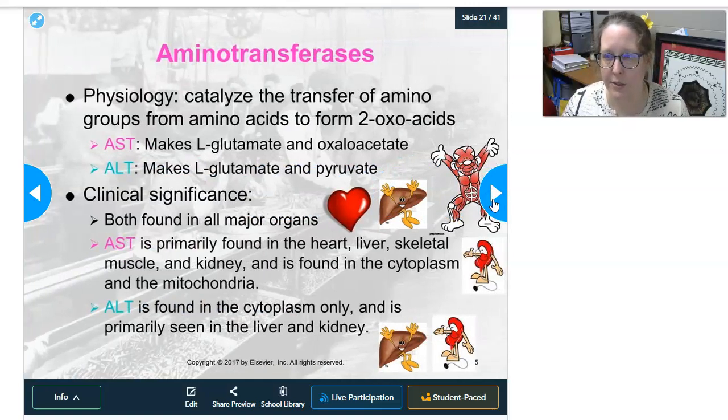All right, so let's get into some specific enzymes. We're going to start with the aminotransferases. There are two of them, AST and ALT.